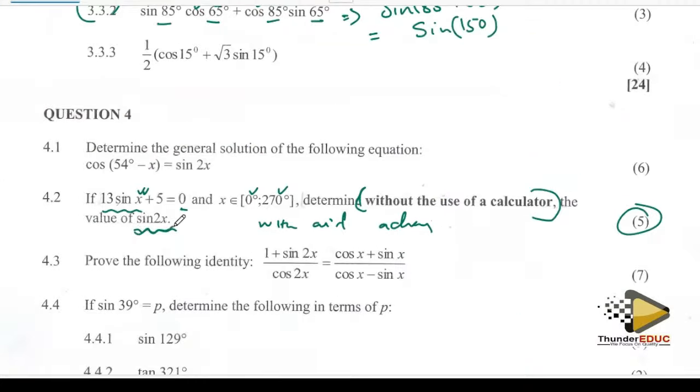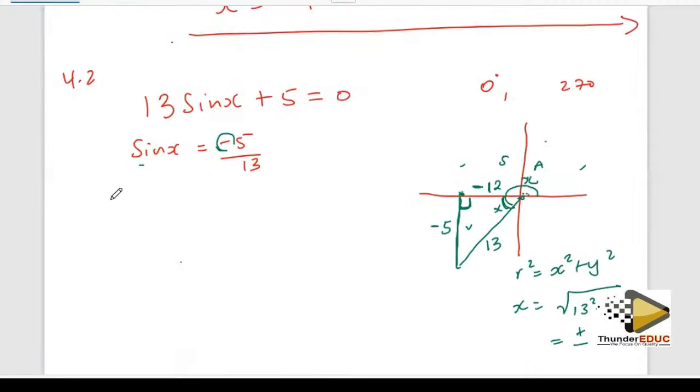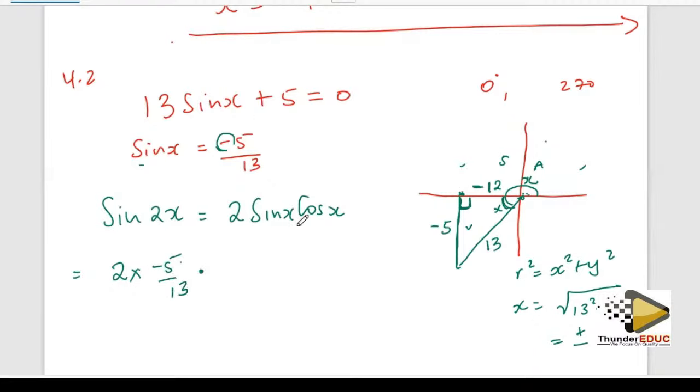The question is asking us to find the sine of 2x. So we know that sine 2x can be simplified as 2 sine x cos x. That's an identity. Then we're going to say 2 times, we know that the sine of x is negative 5 over 13. Cos of x, we need to get it from here. So the cos is adjacent over hypotenuse, so that's negative 12 over 13.